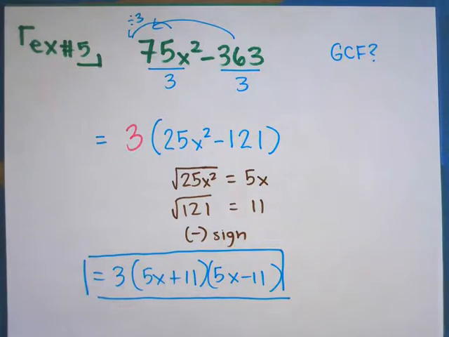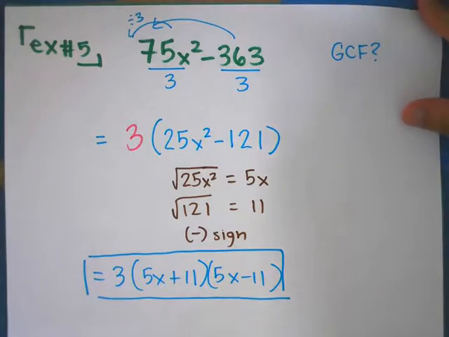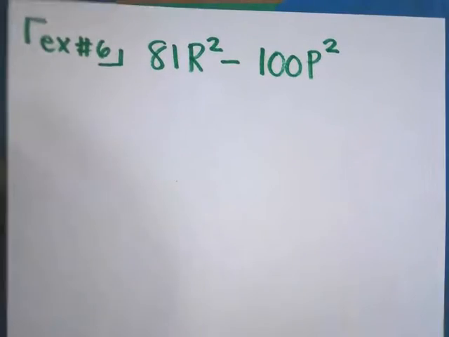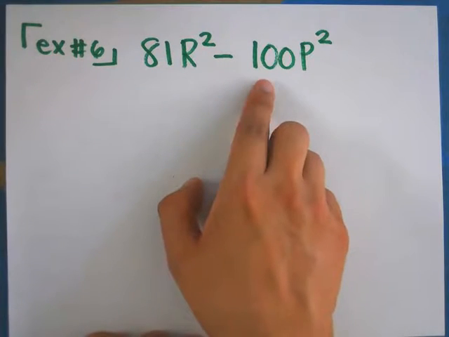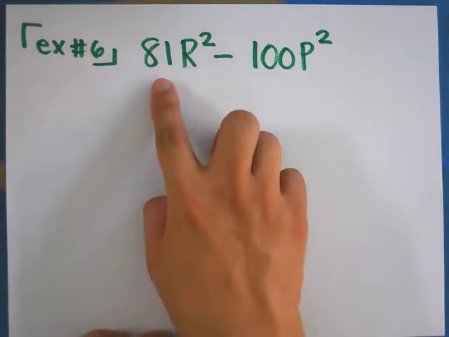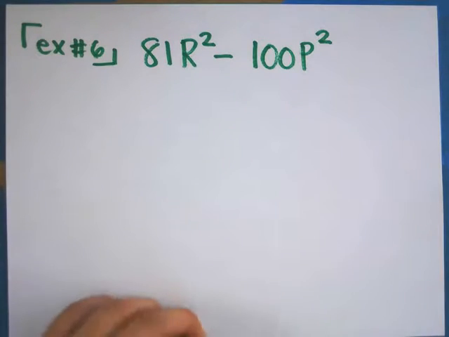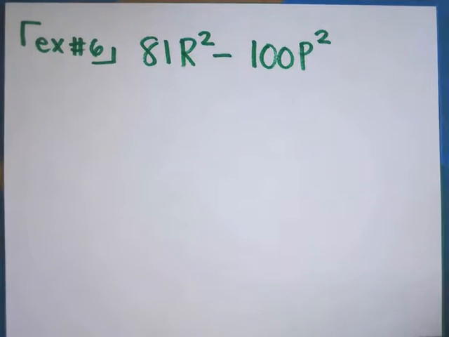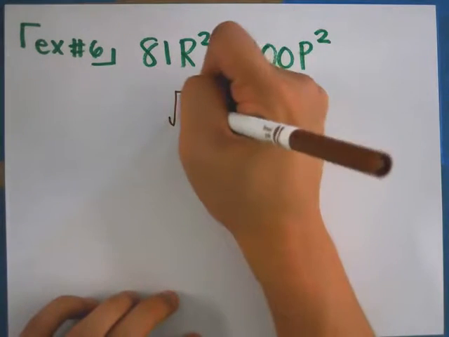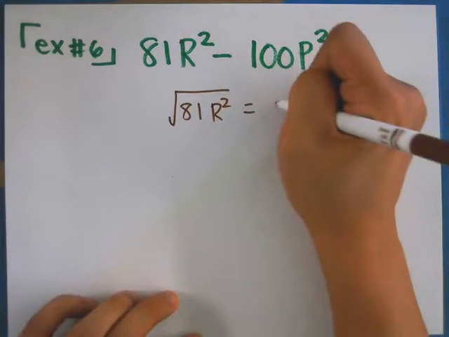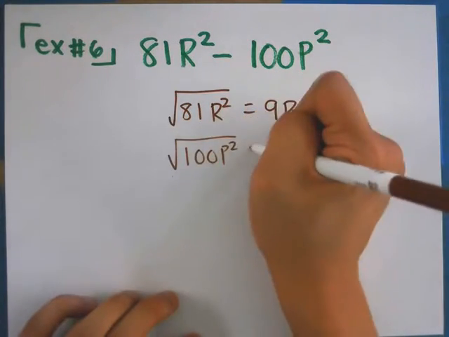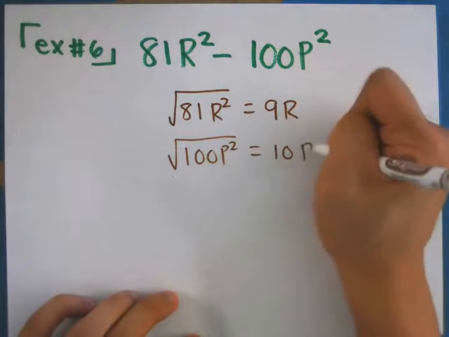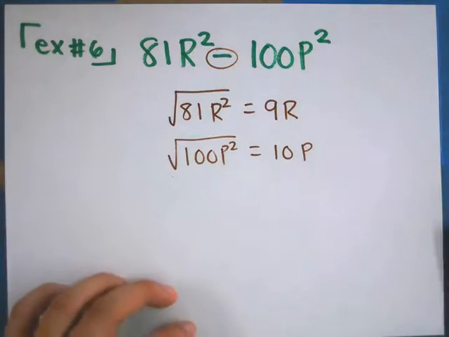Okay, I'm almost done with the examples, and then after that, you are going to do a you-do. Here is example number 6, last example. We've got 2 variables: 81r squared minus 100p squared. Let's see if we can do a difference of squares, and most likely we can. Square root of 81r squared is going to equal 9r. Square root of 100p squared is going to equal 10p, and there's a minus sign.